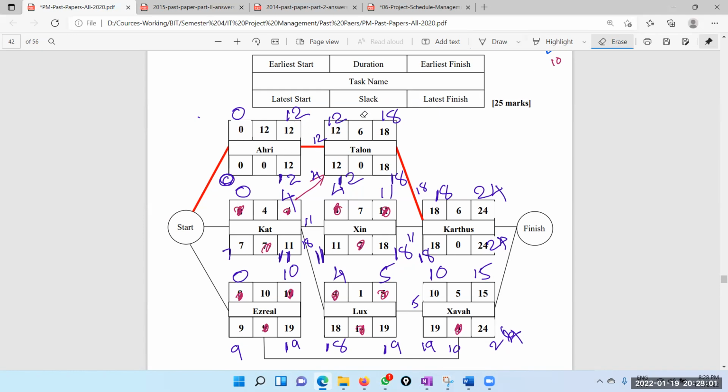12 12 12, and early start and late start are equal, earliest finish and late finish are equal, so this is the critical path. The others have slack. 4 0 4 11, 4 5 10 0. These have slack because earliest start is 0, late start is 7, slack is 7. Earliest start is 4, late start is 7, slack is 7. So they have slacks, and this task is in the critical path.